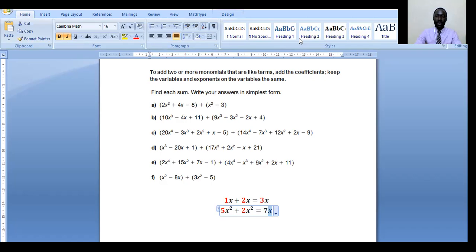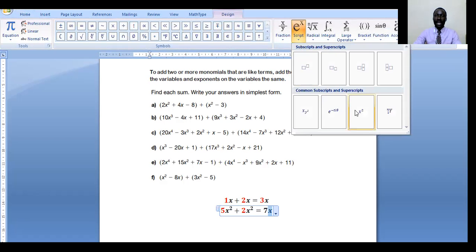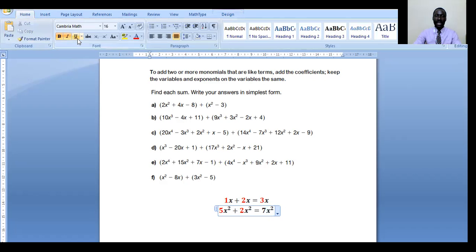So what are we going to have? We are going to have 7x squared as the final value of the sum of 5x squared added to 2x squared. So this is what we get, and this is the answer. Now, this has been just the basic case.